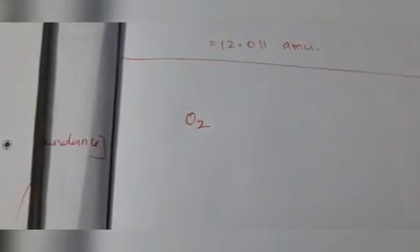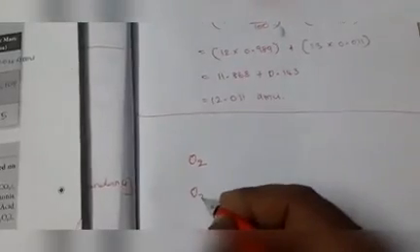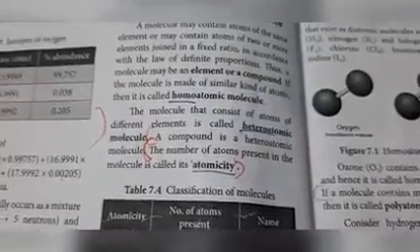Example, O2 molecule. This molecule contains how many oxygen atoms? 2 oxygen atoms. So the atomicity of the O2 molecule is 2. Another example, O3. This is called ozone. This ozone molecule contains 3 oxygen atoms. So the atomicity of the ozone molecule is 3. So the number of atoms present in a molecule is called atomicity.